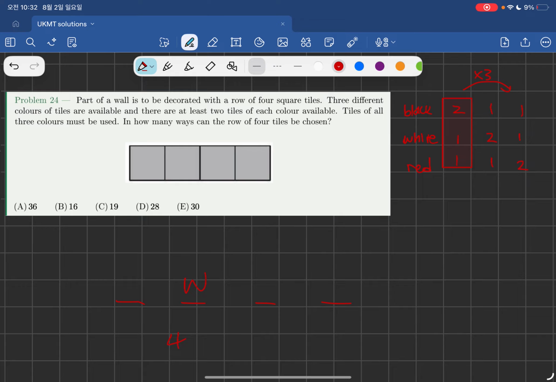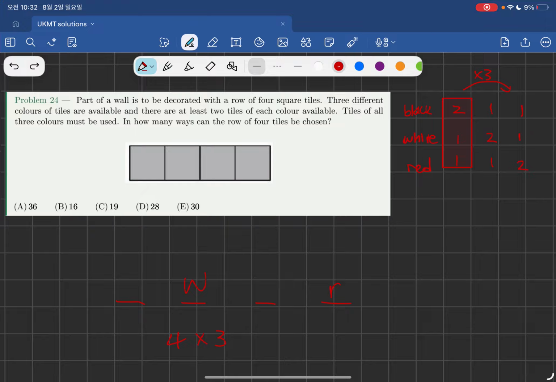Now for the red one, we have 3 tiles remaining. So there are 3 possible ways to fill the second tile. Let's say I've colored the last tile as red. And these 2 choices are independent of each other, so we're going to multiply those 2 numbers.